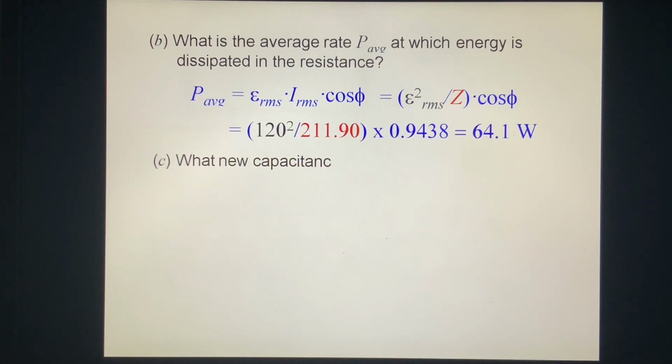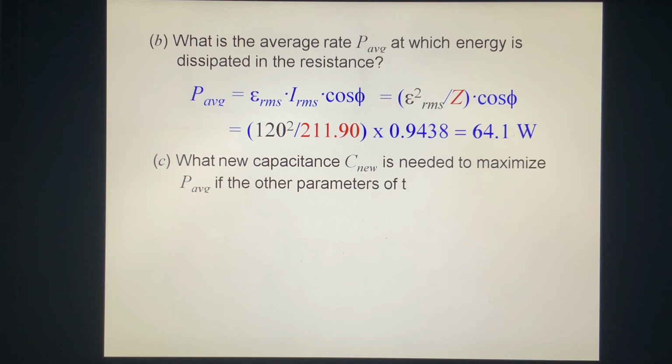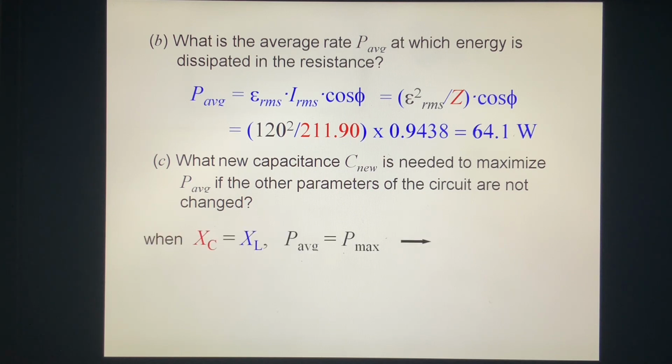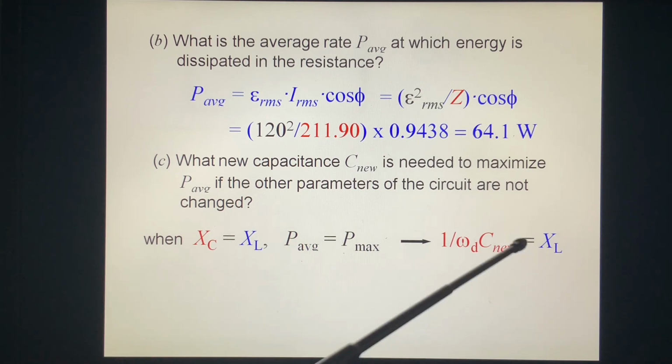You get the answer. Question C: what new capacitance C new is needed to maximize P average if the other parameters of the circuit are not changed? That means we will have to change the C, to make the current maximum. When XC equals XL, then P average is P maximum. We want to maximize it, so we make XC equal to XL. We know XL, so we can find the C new.